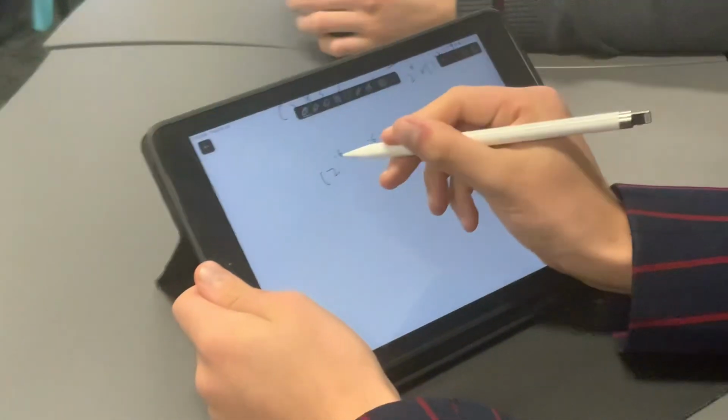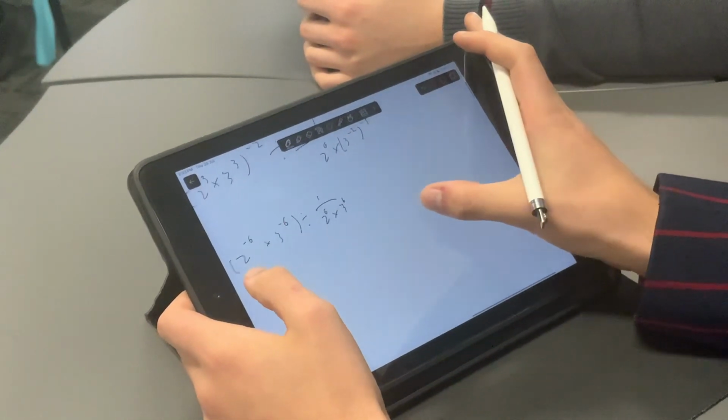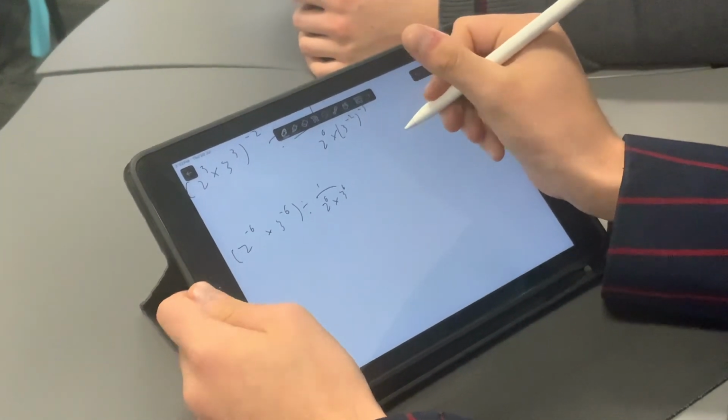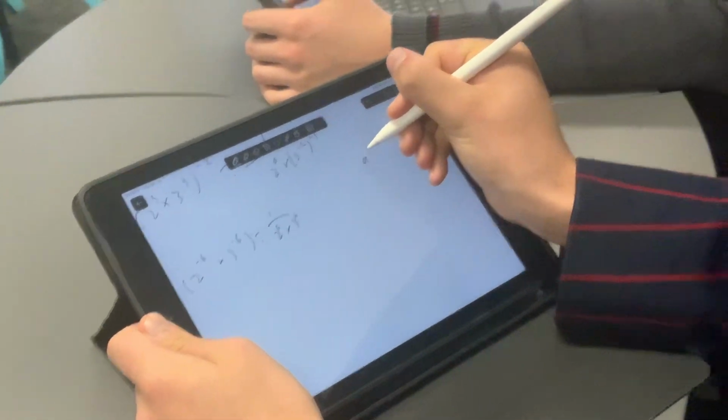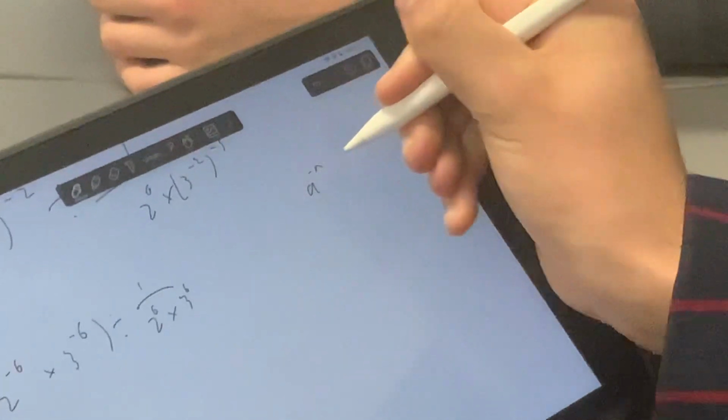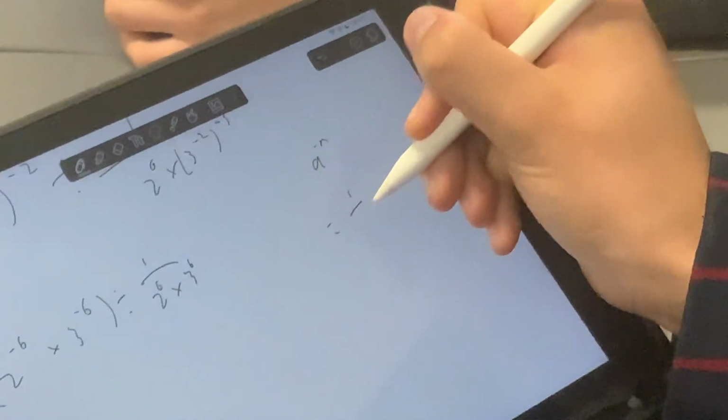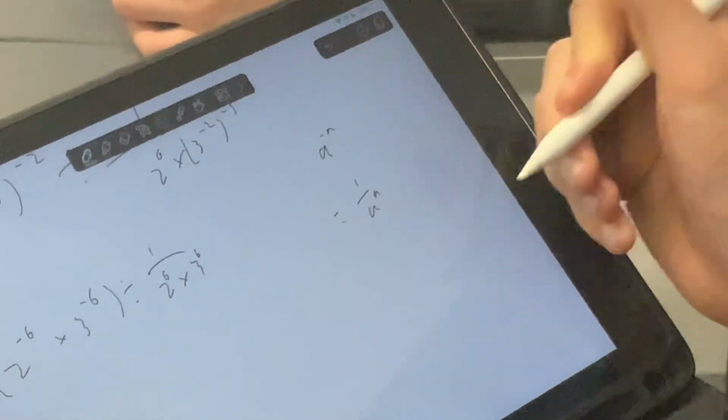So now, due to another index law, a number, say a to the power of negative n, this is equal to 1 over a to the power of n.